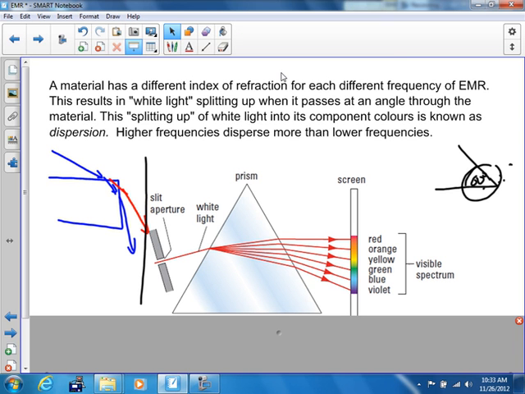This process of the splitting up of light due to the different index of refraction of the material for each different color is called dispersion. And we can see that higher frequencies disperse more than lower frequencies. What if I asked you this question? Which wavelengths disperse more? What would be the answer to that? High wavelengths or low wavelengths? Low wavelengths. High frequencies correspond to low wavelengths. So if high frequencies disperse more, low wavelengths disperse more.